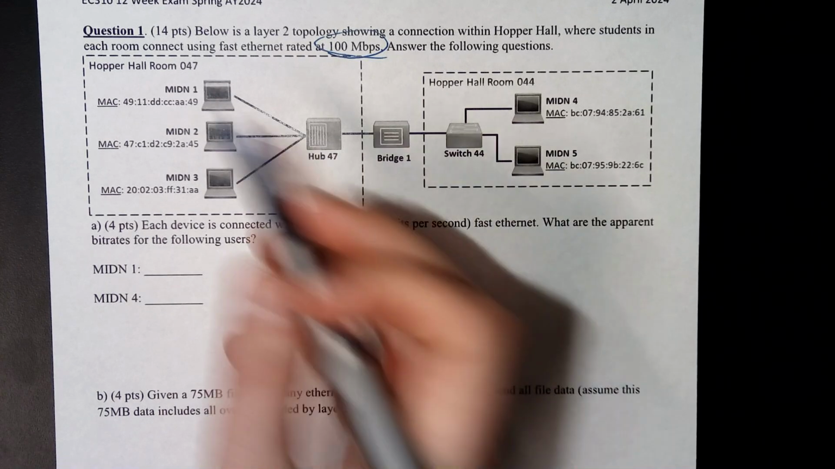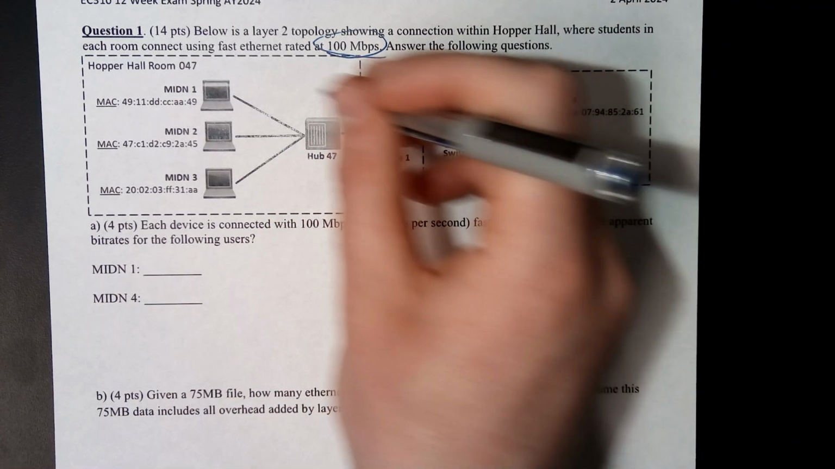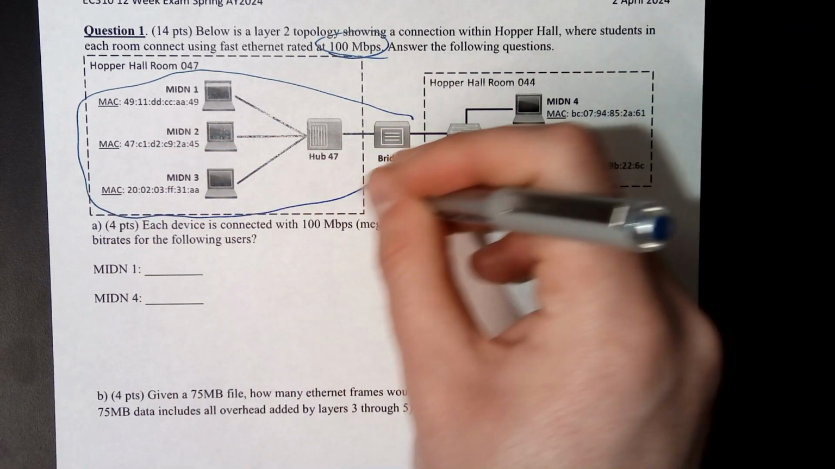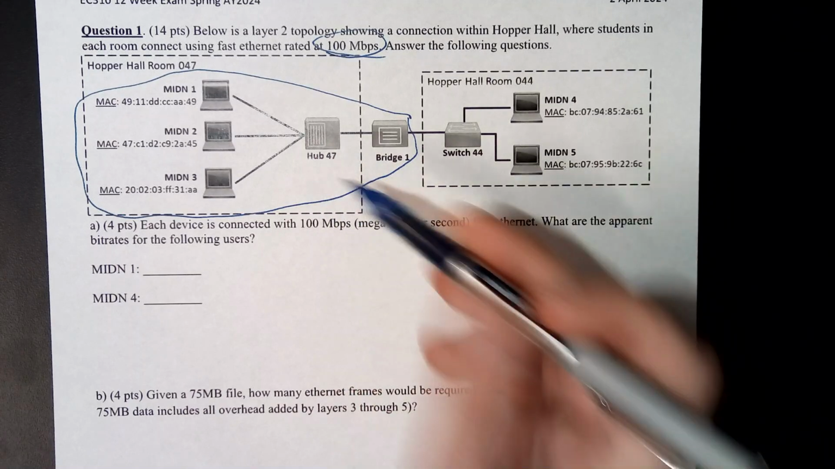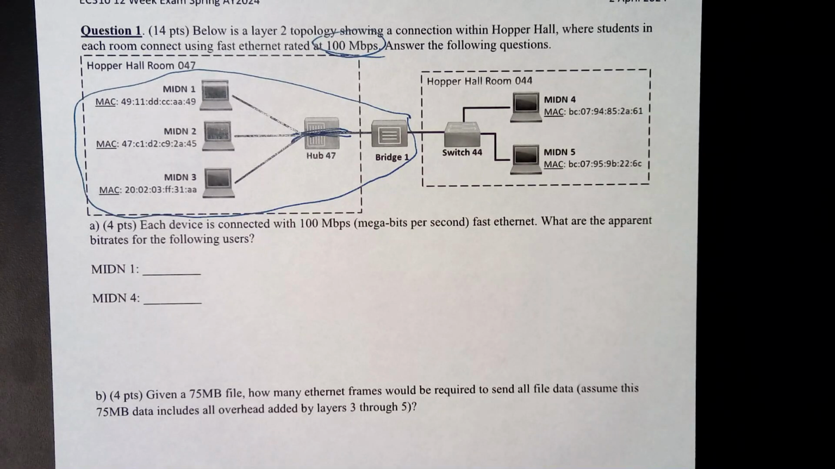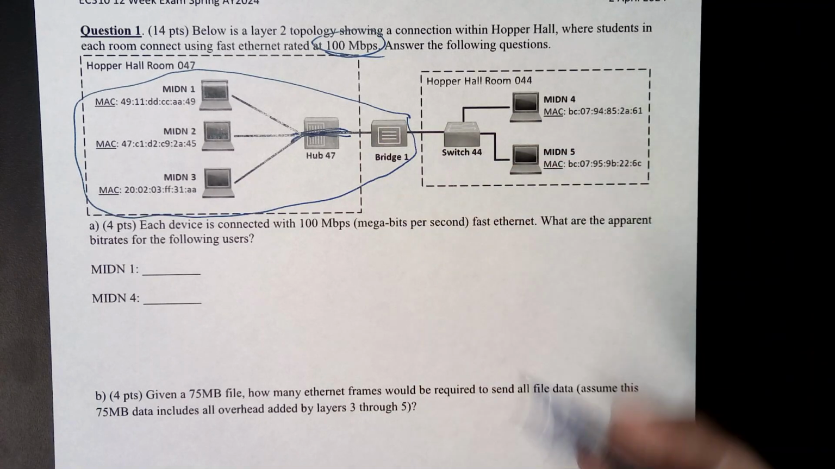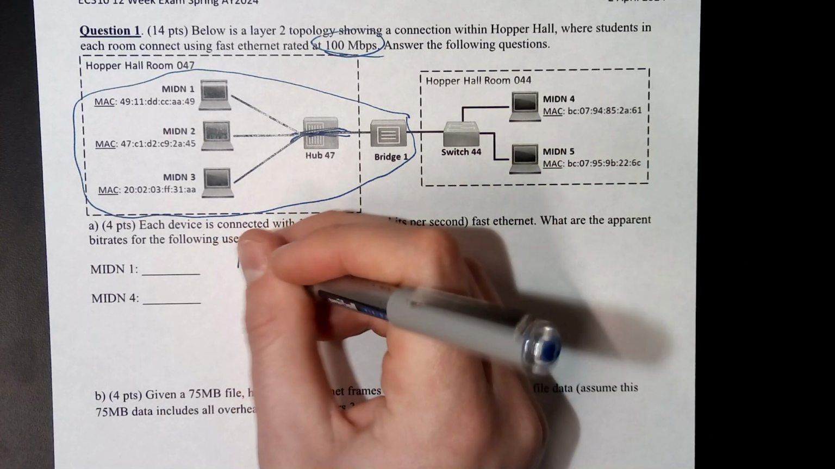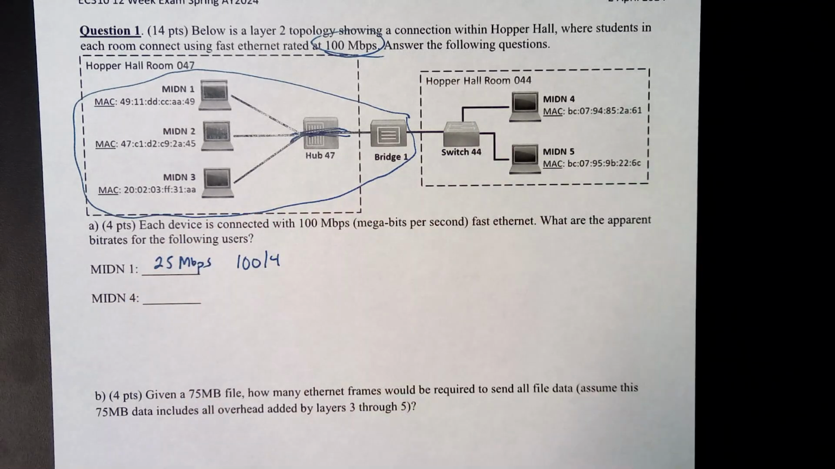So mid and 1 is right here, and their domain is going to be everything connected in here, including that bridge, right? The hub is effectively just not there. We can pretend it doesn't exist. It's just a connection through to the bridge there. And so we've got 1, 2, 3, 4 devices because we include the bridge as one of those. And so we've got 100 divided by 4 is 25 megabits per second for that user.